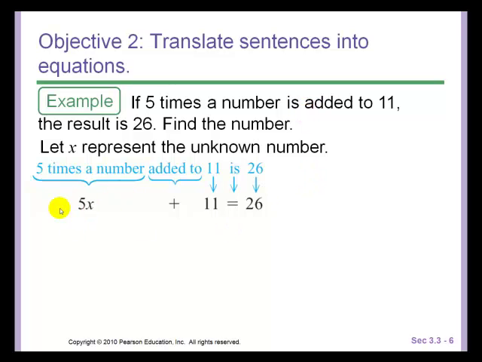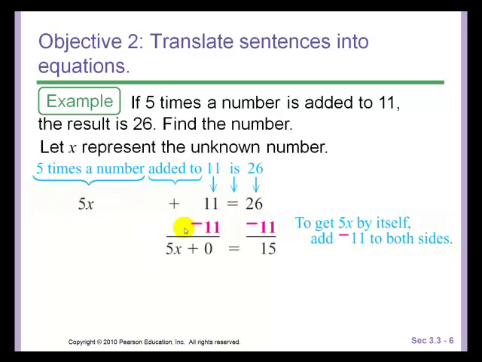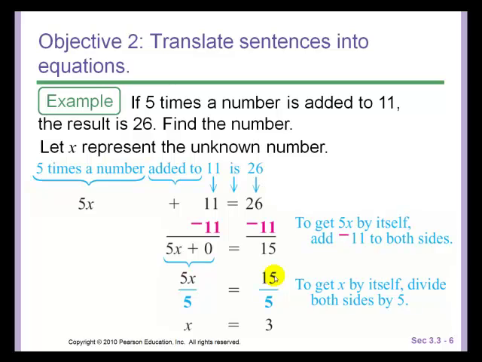Now that we have an equation, we can solve it. We want to get the 5x by itself, so we're going to subtract 11 from both sides. Remember that 11 plus negative 11 is 0. We can rewrite that as 5x equals 15. Then to get the x to have a coefficient of 1, we will divide both sides by 5, and we get x equals 3. Therefore, the number is 3.